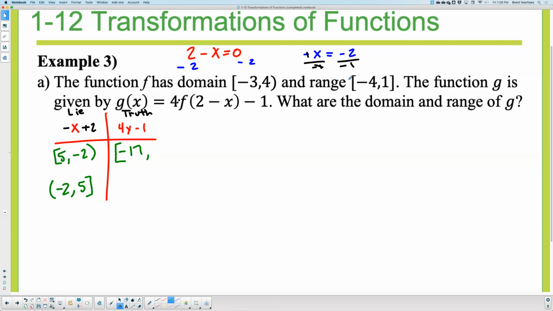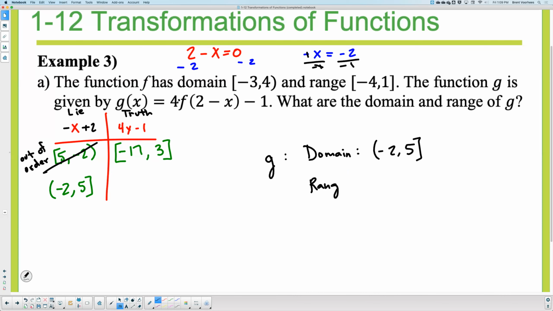And then the y value of 1. 4 times 1 is 4. Subtract 1, I get 3. This again was a bracket. And so my domain, this is out of order, and that's why I'm crossing that out. And so the domain of g would be -2 to 5. Whoops, not parentheses, sorry, bracket. And the range would be -17 to 3.